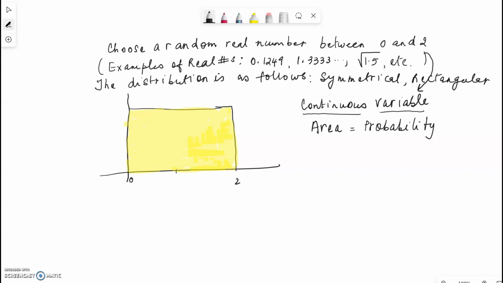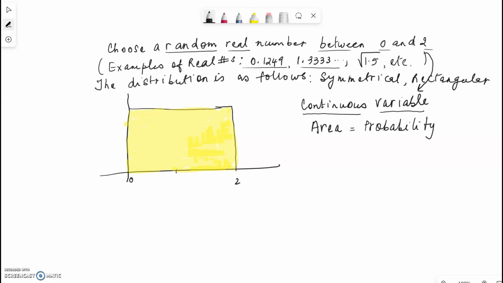Now suppose we have to choose a random number, a real number, not necessarily a whole number, between 0 and 2. So these are some examples of numbers between 0 and 2. Real numbers, not necessarily whole numbers. So we have 0.1249, for example, or 1.333333... recurring. Square root of 1.5. These are all examples of real numbers between 0 and 2.